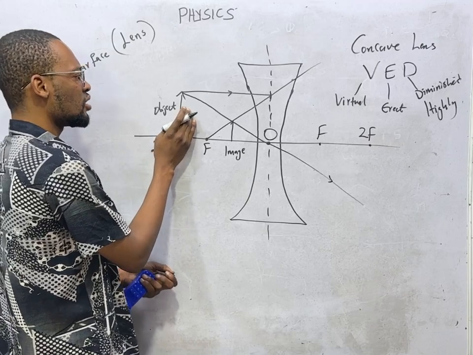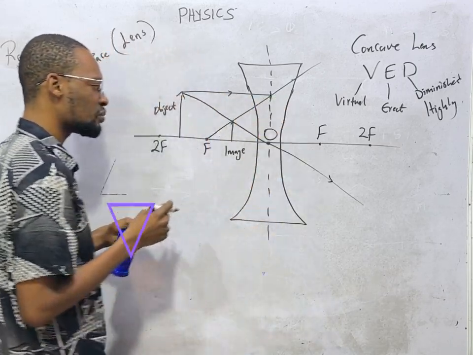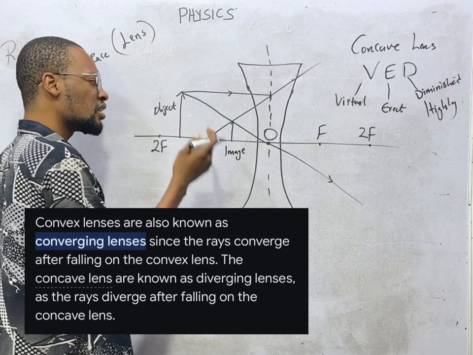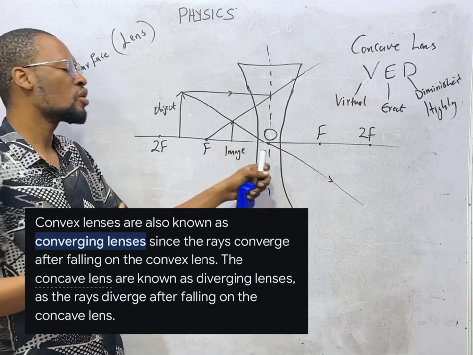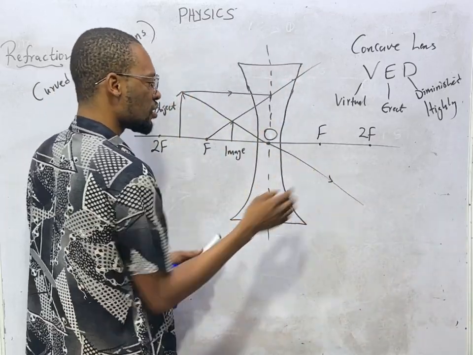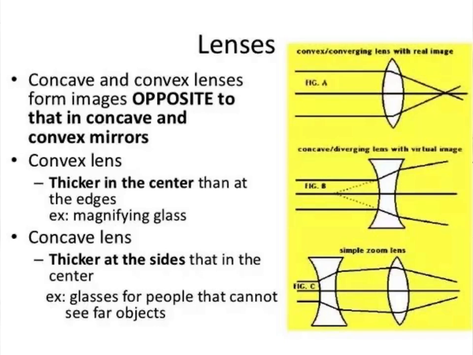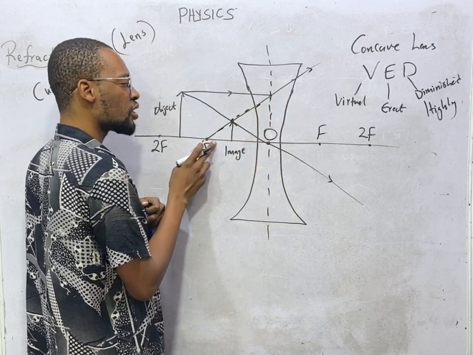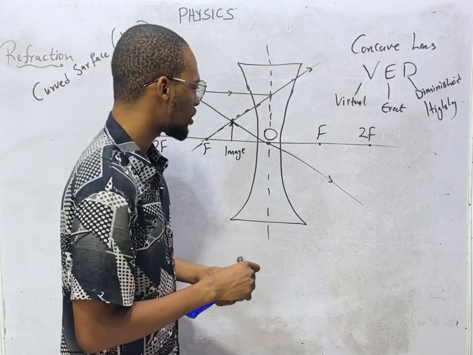This is what happens. When you are given an object, you draw a ray that is parallel to the principal axis. It goes here and stops at this middle. The ray will reflect back, so from here it will go back through this focus. Then you draw another ray passing straight from the object through the optical center, undeflected. This is the second ray. The point where the bounced ray and this ray meet is where the image is formed, between the principal focus and the optical center.